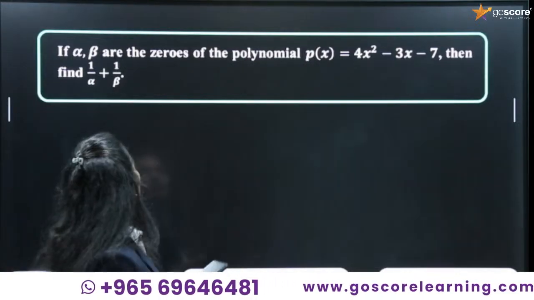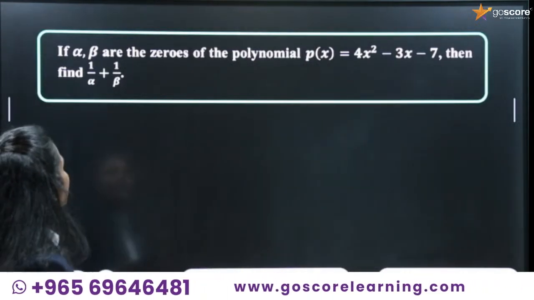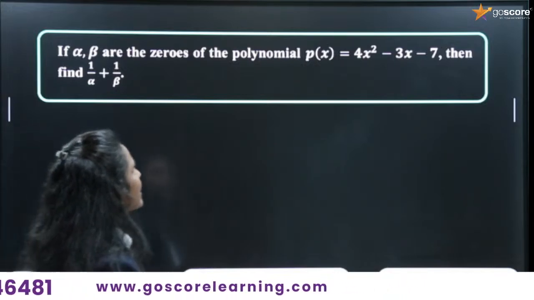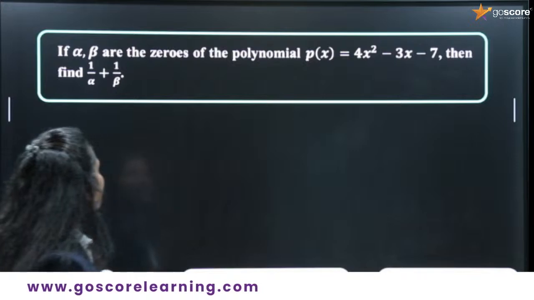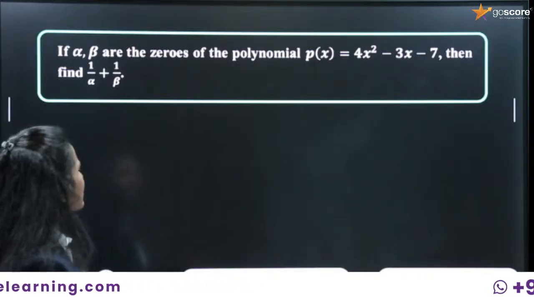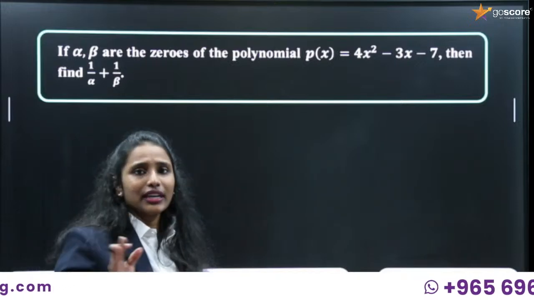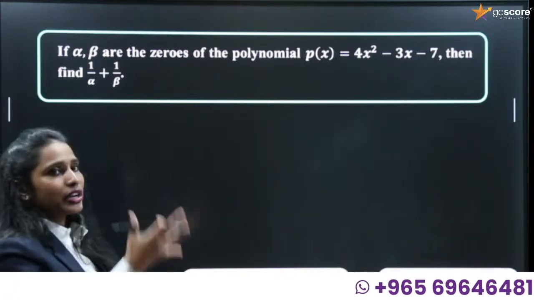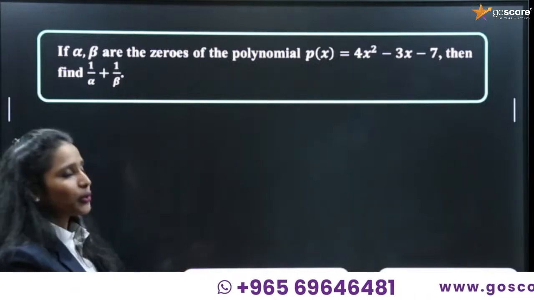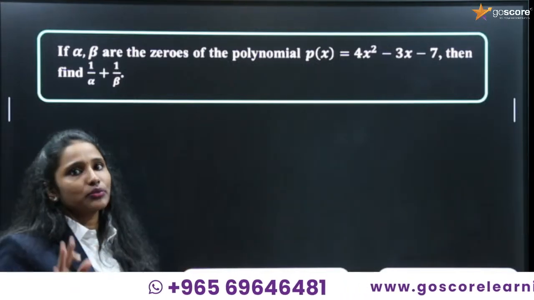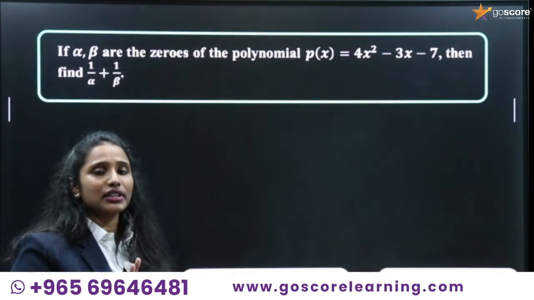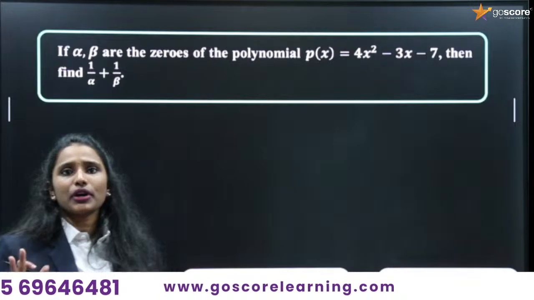Now the next question: if alpha, beta are the zeros of the polynomial p of x equal to 4x square minus 3x minus 7, then find 1 by alpha plus 1 by beta. Okay, this kind of question is sure. Some relationship between alpha and beta will be given for a quadratic polynomial, then you have to find that value. Only thing you have to use is our sum of the zeros and product of the zeros.